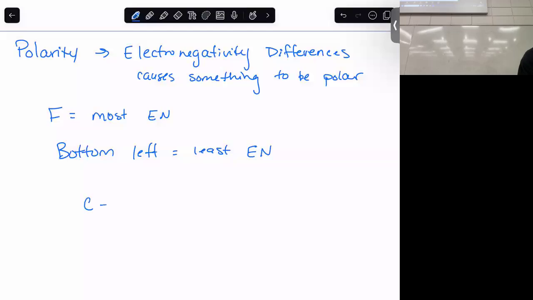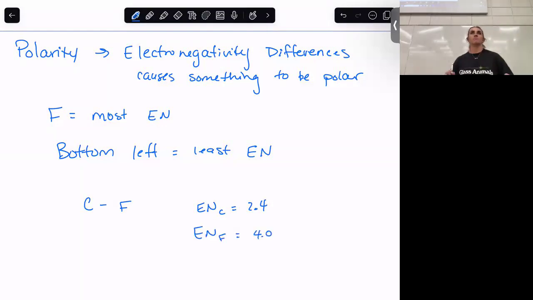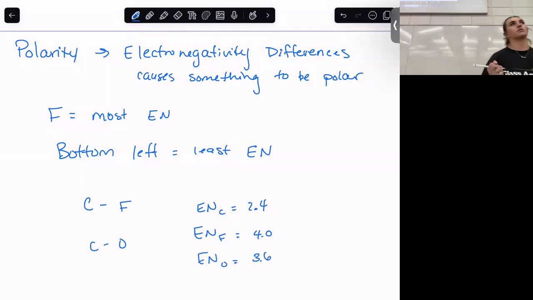So if we have something like carbon and fluorine, you might be given values where the electronegativity of carbon is 2.4 and the electronegativity of fluorine is 4.0. The difference between that, 1.6, is going to indicate what polarity that bond is going to be. If we also have a carbon and oxygen bond, and this time the electronegativity of oxygen is 3.6, we see that the difference between carbon and oxygen is going to be smaller than the difference between carbon and fluorine.